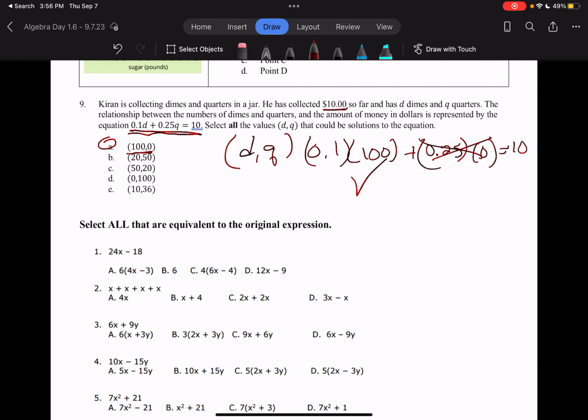Okay? If we're assuming that he collected dimes and quarters in the jar, and it's saying he collected 0 quarters, then that wouldn't really fit the constraint, but mathematically it does work in the equation. So your job is to test each one of these because it says select all the values, so more than one of those works. Plug those numbers into the equation for D, Q. The first number is your D that you plug in here, and the second number is the Q that you plug in there, and see if it works. If it works, then you got it.